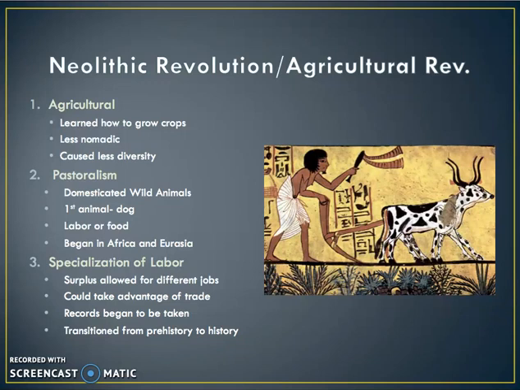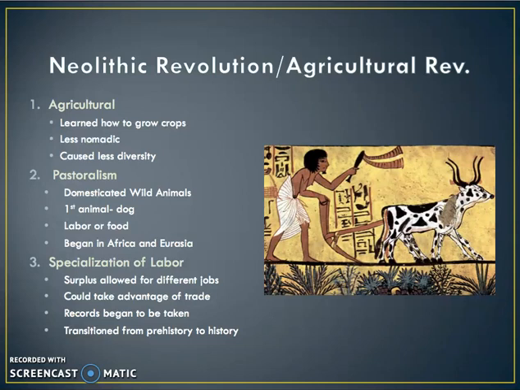So in order to have an agricultural revolution, we had to have agriculture, or learning how to grow crops. So this is when we first began to see how to grow crops. The people also became less nomadic, but it also caused less diversity in both their diets, in the plants, and in the animals that were alive. So while we got to grow things, it actually limited their diets and caused them to have less nutrition than if they were just hunting and foraging for whatever they could find to eat.